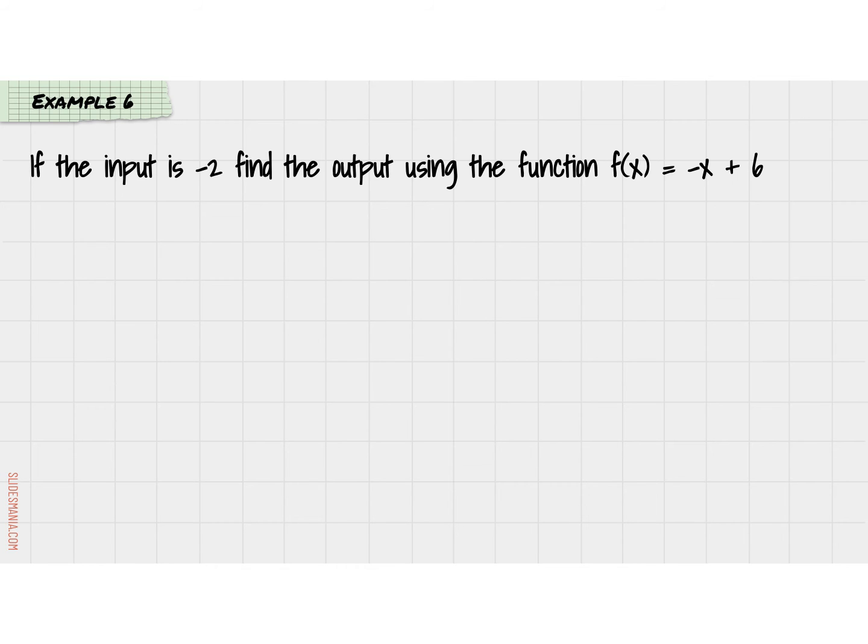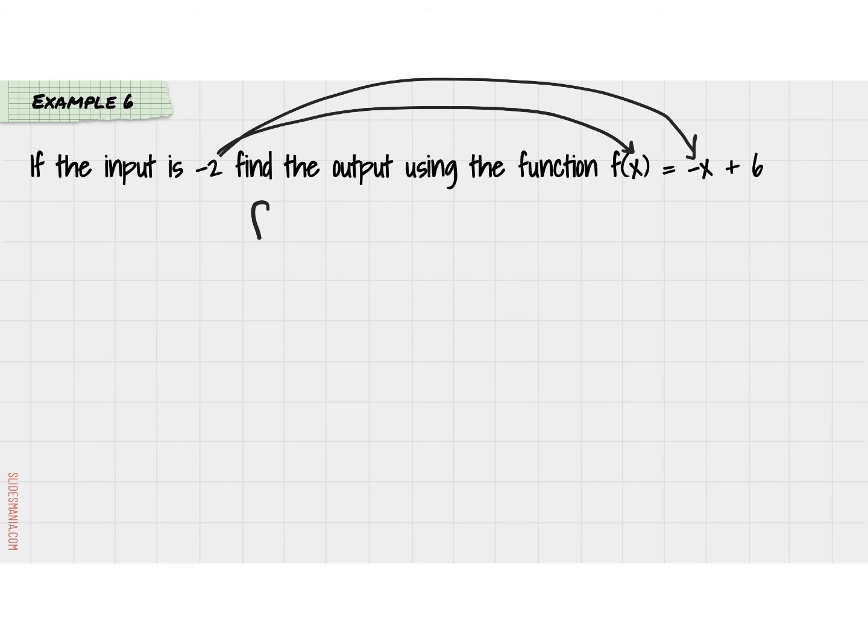Find the output using the function f of x equals -x plus 6. So again, my input is -2, so wherever I see an x value, I'm replacing it with -2. So I have f of -2 is equal to -(-2) plus 6.